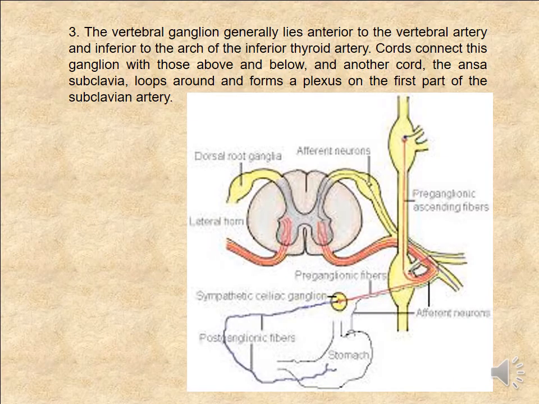The third ganglion, the vertebral ganglion, generally lies anterior to the vertebral artery, inferior to the arch of the inferior thyroid artery. Cords connect this ganglion with those above and below, and another cord, the ansa subclavia, loops around and forms a plexus on the first part of the subclavian artery.